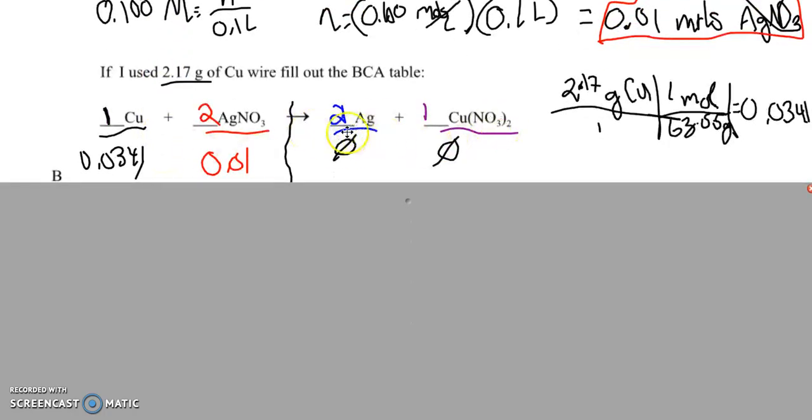Before the reaction starts, do I have any products? Nope, those are zeros. So look at your ratios and look at the amount you have. What is going to run out first? In this reaction, I need twice as much silver nitrate as copper.